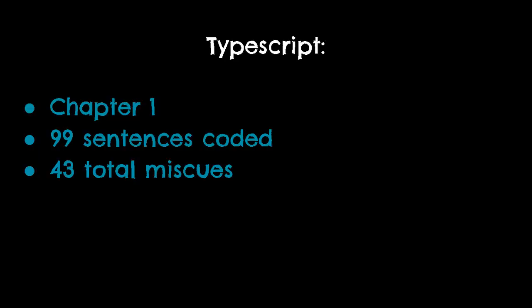For the next several slides, I'm going to journey into the coding of our typescript. Again, she read Chapter 1 of Charlotte's Web. I coded 99 sentences, and in those 99 sentences, MJ had 43 miscues.